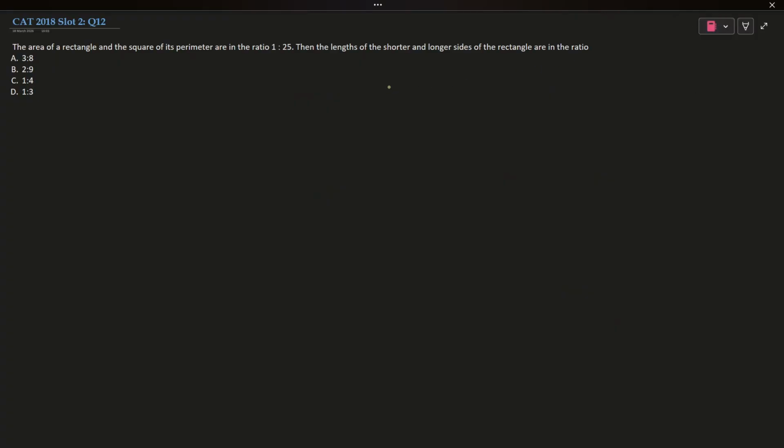The area of a rectangle and the square of its perimeter are in the ratio 1:25. Then the lengths of the shorter and longer sides of the rectangle are in the ratio. Let me draw a rectangle first. Let's say this is the breadth and this is the length. I am assuming the length is greater than the breadth. I need to find the ratio of the length of the shorter and the longer sides. That means I need to find B by L.